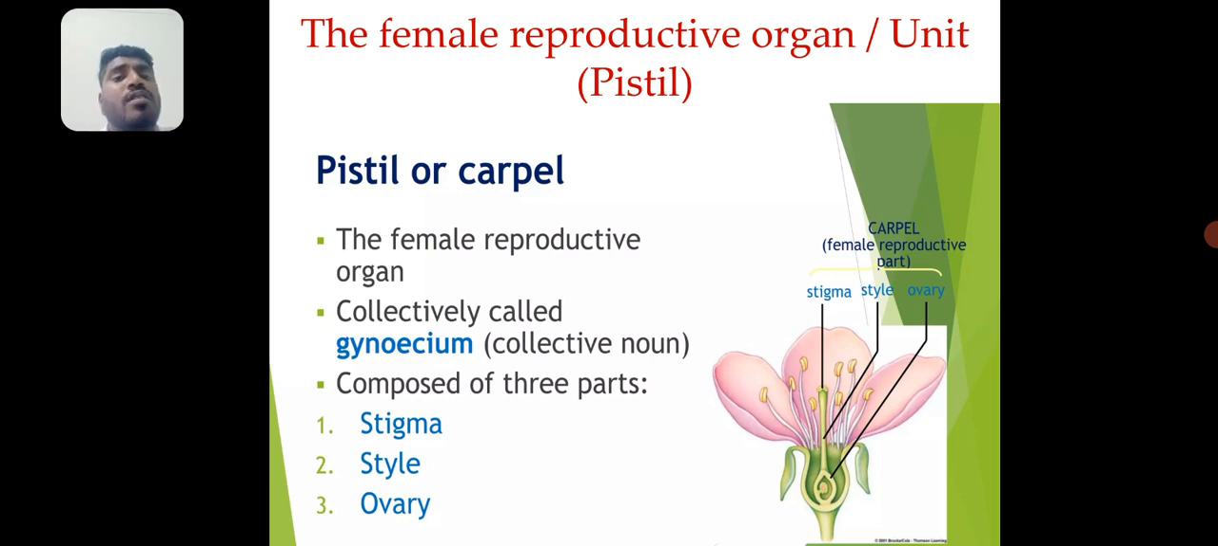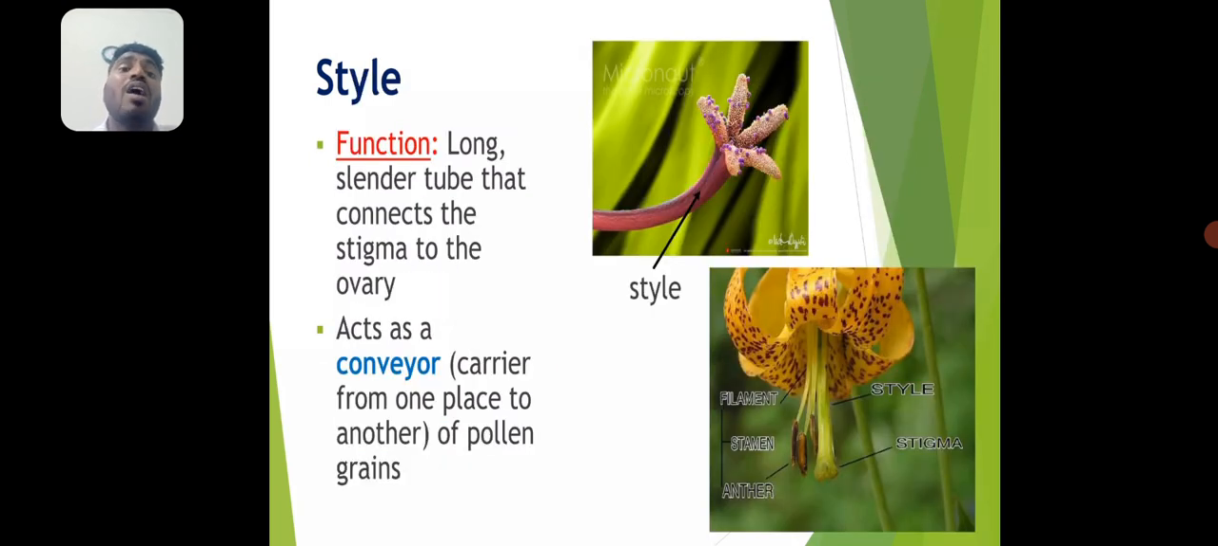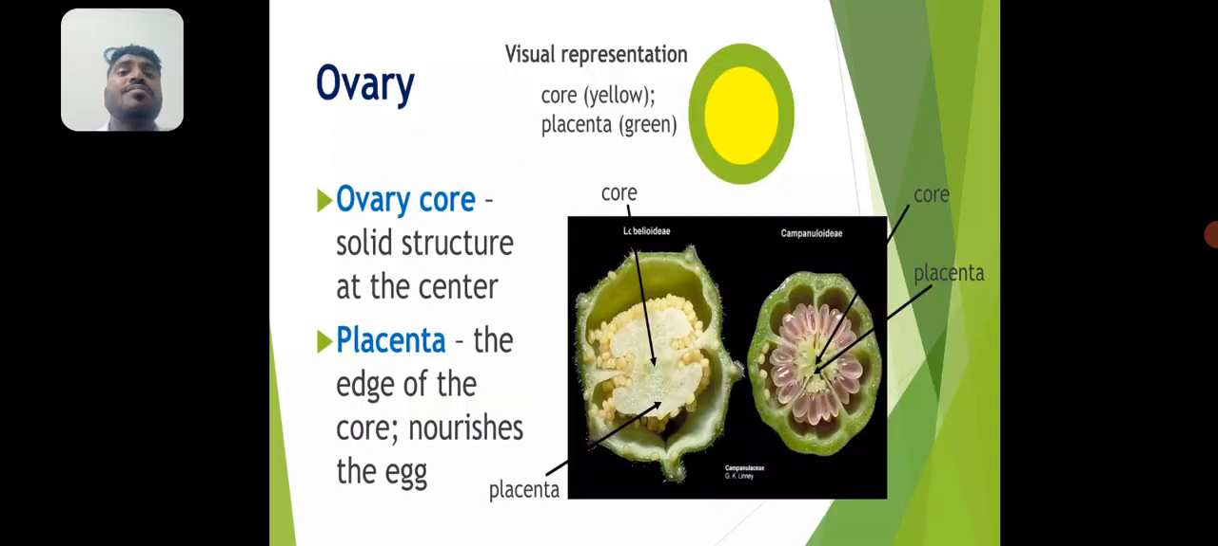The female reproductive organ and its unit is called the pistil, or carpel. Both are called the gynoecium. The female reproductive organ, collectively called the gynoecium, is composed of three parts: stigma, style, and ovary. The stigma is the swollen tip of the pistil, covered by sticky substances for pollen grains to adhere, specialized for receiving pollen grains. The style is a long slender tube that connects the stigma to the ovary. It acts as a conveyor, carrying pollen grains from one place to another.